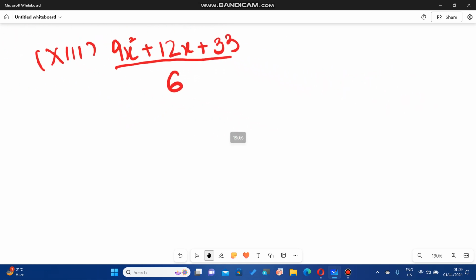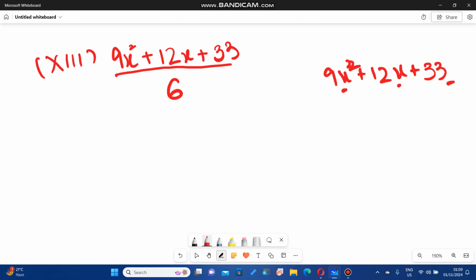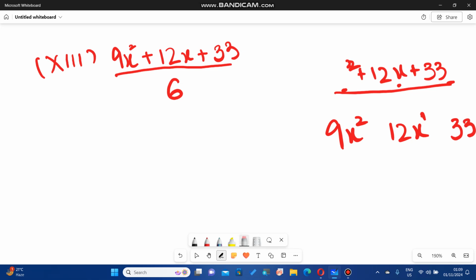Okay, our next question is 9x squared plus 12x plus 33. This has the term x squared, this has the variable x, and this has no variable. All of these terms are different. This is 9x squared with the power 2. This is 12x with the power 1, and this is 33 with no power. We cannot add them together. The only option here is taking common. We cannot take the variables common since all of them are different.